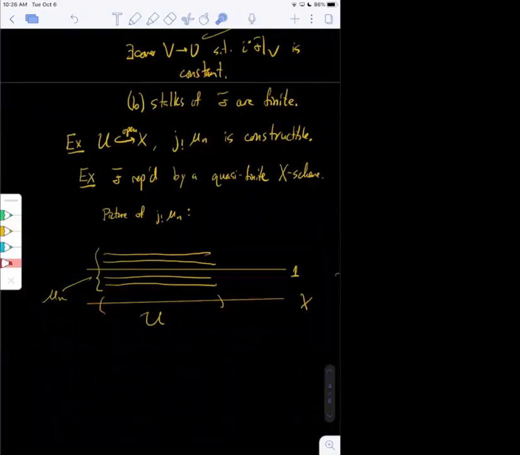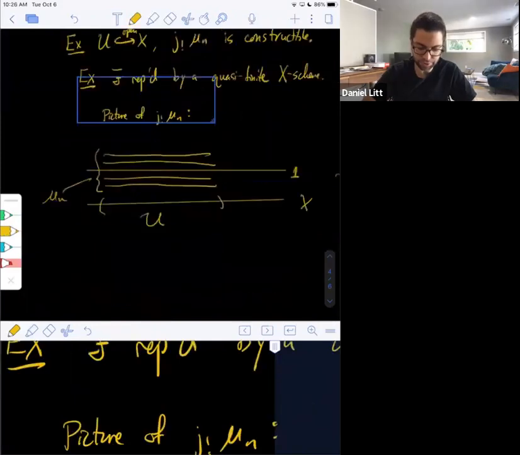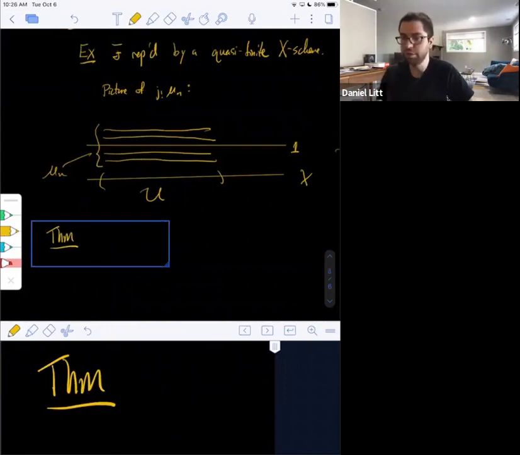Yeah, I think so. And also, is this just a general picture of a constructible sheaf? Yeah, so I'm about to state a theorem about that. Here's a theorem, which is some kind of characterization of constructible sheaves. This is a hard theorem, which I'm not going to prove.